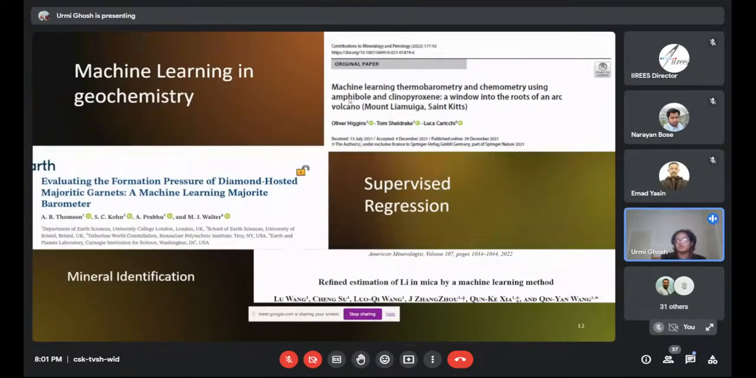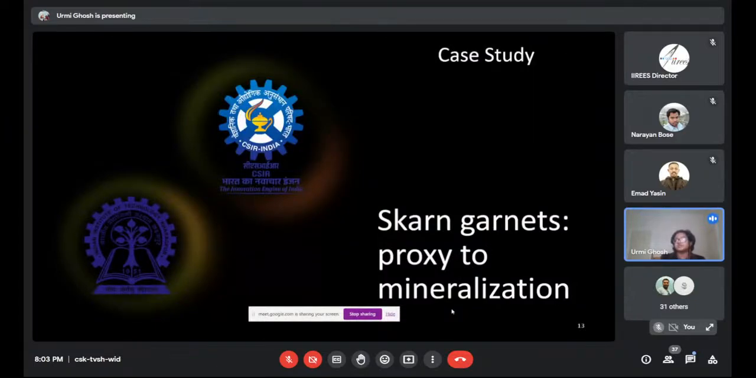Even in regression models, the most common regression problems are predicting thermobarometry, like barometry and chemometry, and of course estimation of different elements. For example, lithium cannot be measured by normal EPMA, electron probe measurements. So it has to be done by LA-ICPMS or some other sophisticated instruments. Therefore, recently machine learning models have come up where using only the major element composition you can predict lithium. Again, Fe3+ and Fe2+: that ratio often cannot be predicted based on the APFU value. So machine learning models are already helping to predict the Fe3+ values based on the major element composition. These are some of the problems being solved by machine learning models in geochemistry.